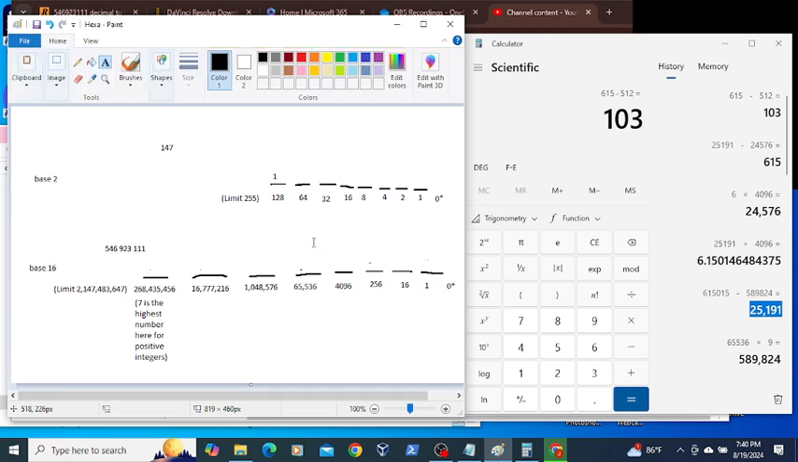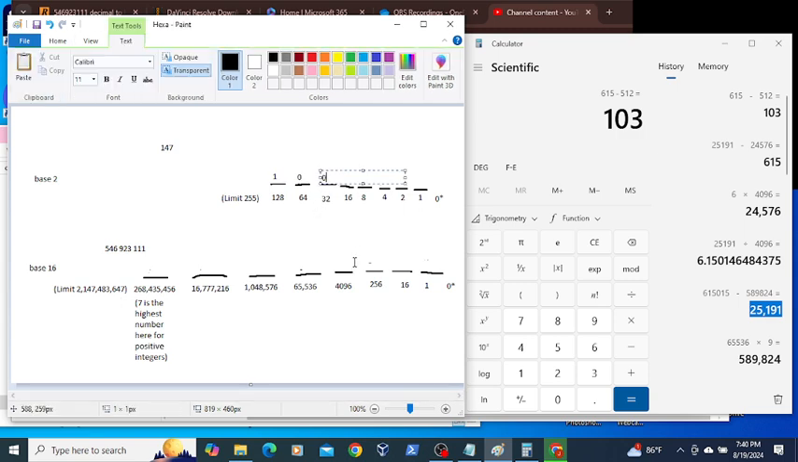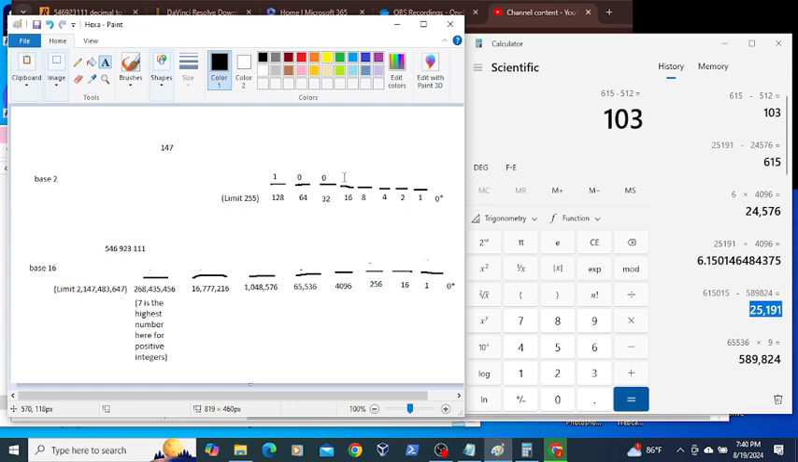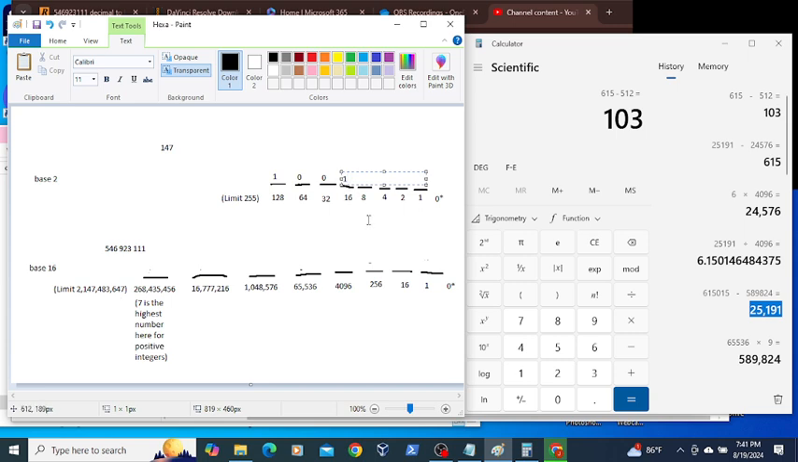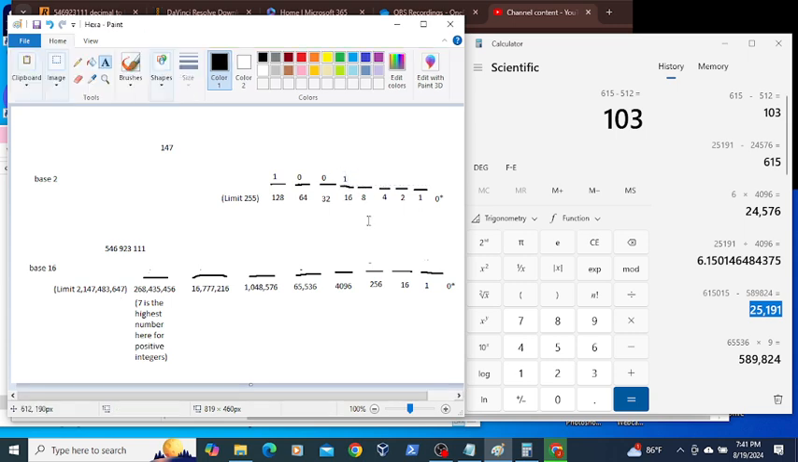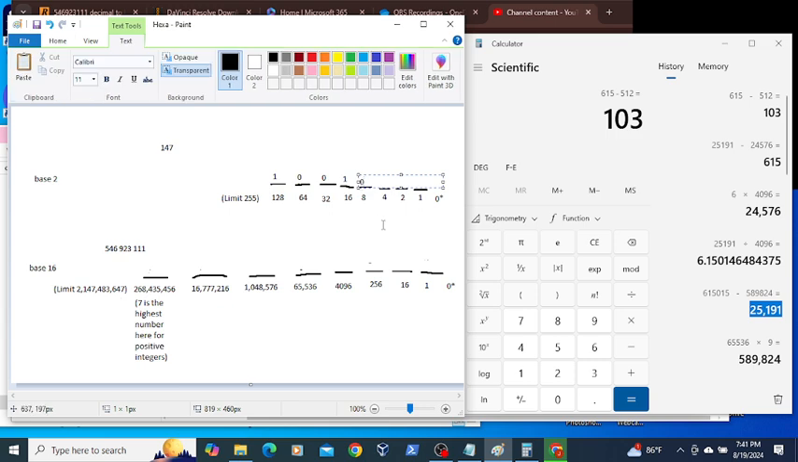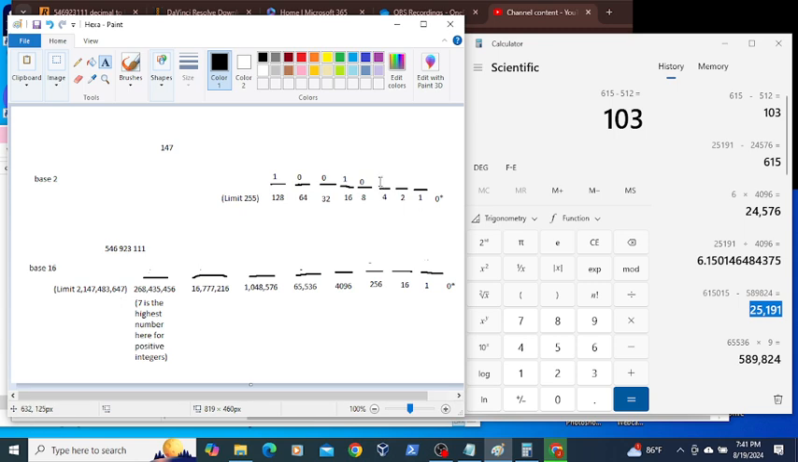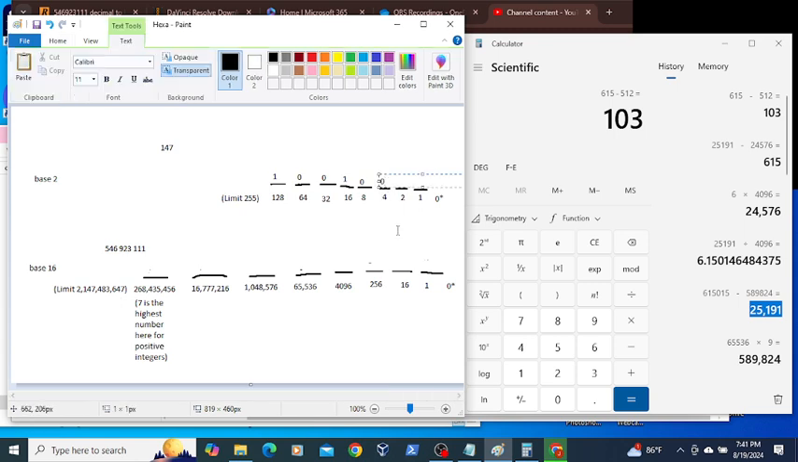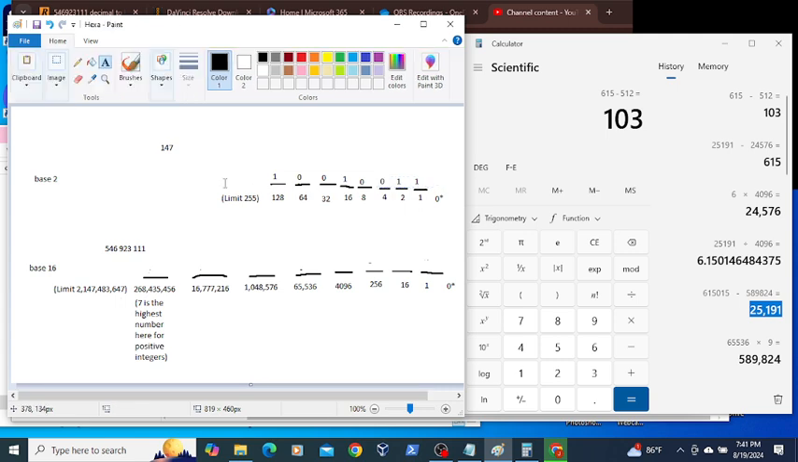147 minus 128 is 19. So you don't need the 64. You don't need the 32. You need the 16 because 19 falls within that range. So it's a 1. 19 minus 16, you're only working with 3 more, so you don't need the 8 or the 4, but you do need the 2 and the 1. Anyways, so looking at it, it's pretty straightforward, but 147 is 10010011.